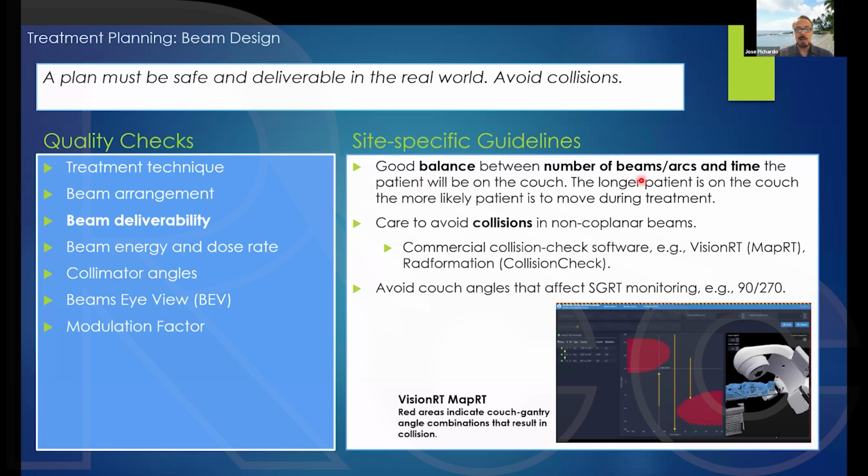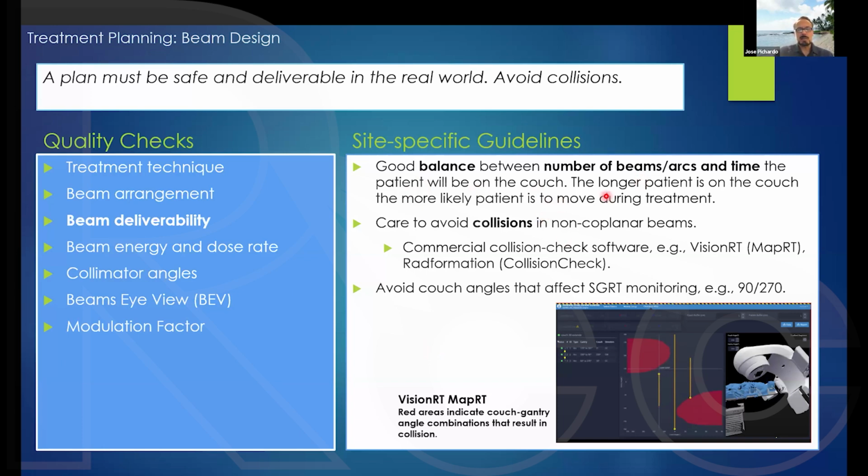Will you get a better plan with more arcs? Of course. I can do a plan with 100 arcs, that's beautiful, right? But the gain that you're getting from those in accuracy or conformality is not clinically significant. So there's no justification for doing that.